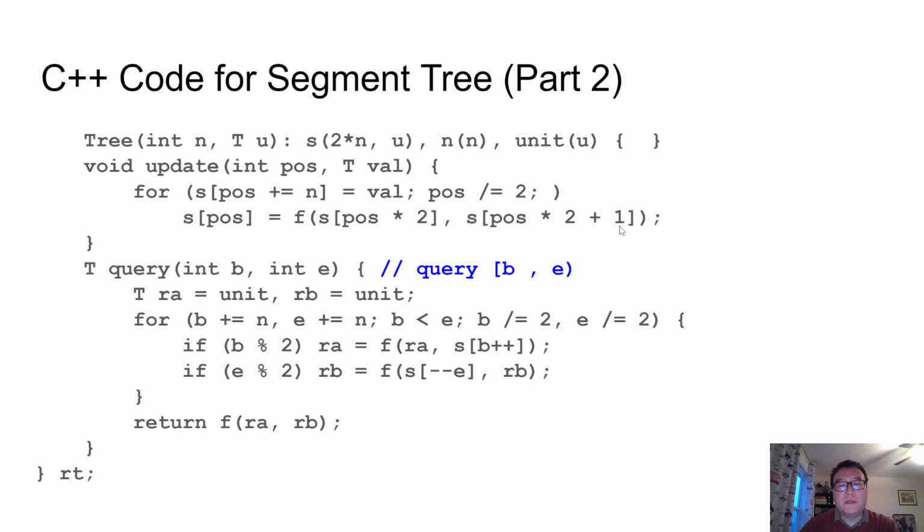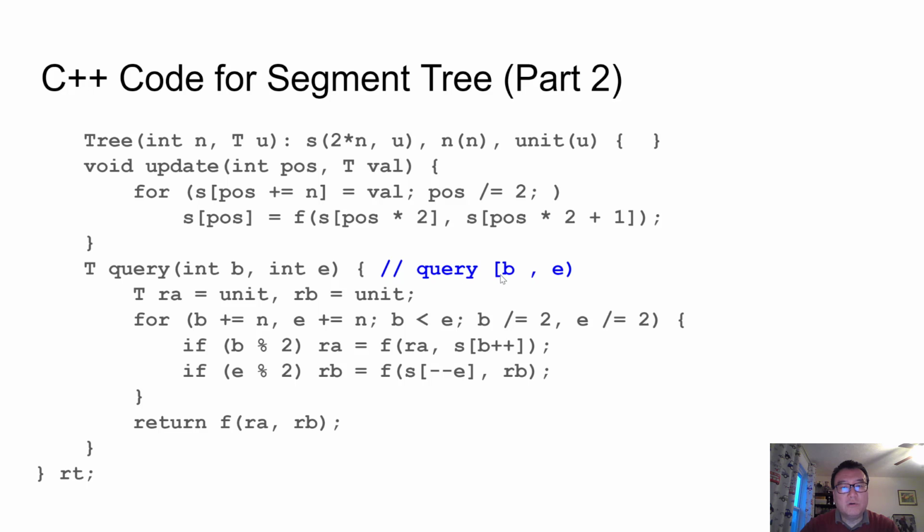And then we need to update all the parents. To reach all the parents, we just keep dividing by 2 from the leaf index. Every time, the parent value will be computed based on the 2 children's values. So we're going from the leaf all the way up, updating all the nodes on the path.